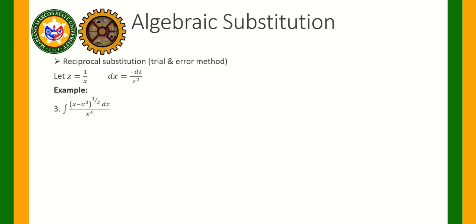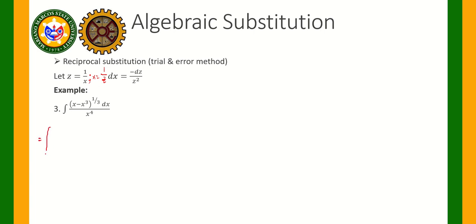Okay. So for example number 3, reciprocal substitution. So trial and error method ng algebraic substitution ito. So let z be equal to 1 over x. Then our dx is equal to negative dz all over z squared. Okay, so since z is equal to 1 over x natin, our x is equal to 1 over z din. So, example number 3 tayo. Substitute natin si 1 over z dito sa x.